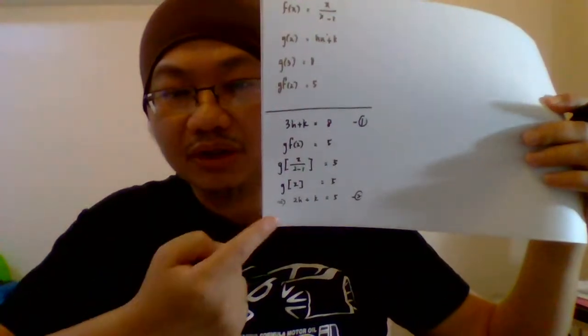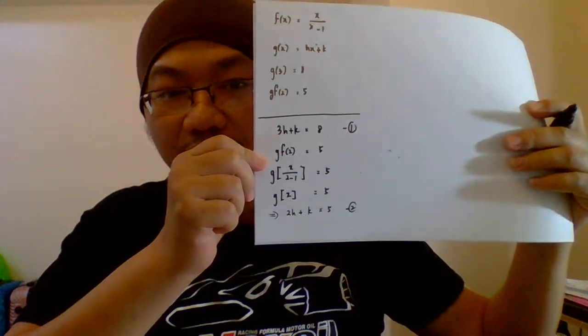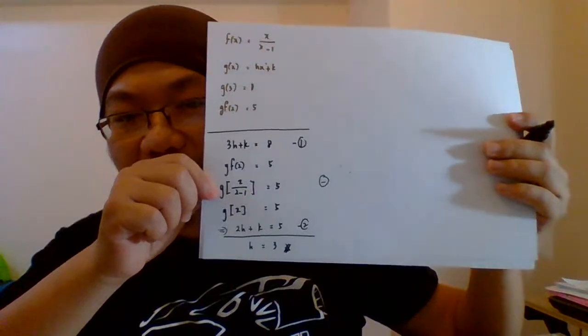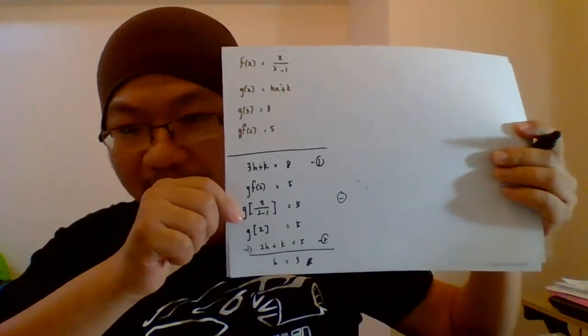Okay. So now you want to find H and K, right? Two different unknowns, and we got two different equations. So, simultaneous. Since the first equation has K and the second equation also has K, we eliminate K. So we just use minus. That means first equation minus second equation: 3H minus 2H becomes H, K minus K is 0, and 8 minus 5 is 3. As easy as ABC. Do you all understand?